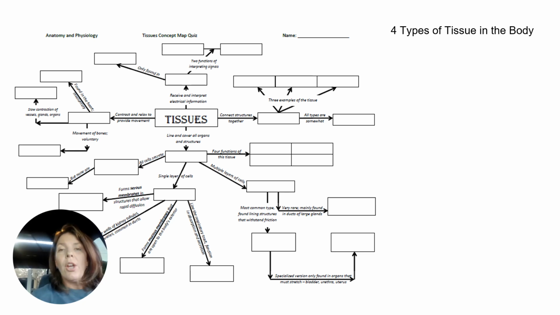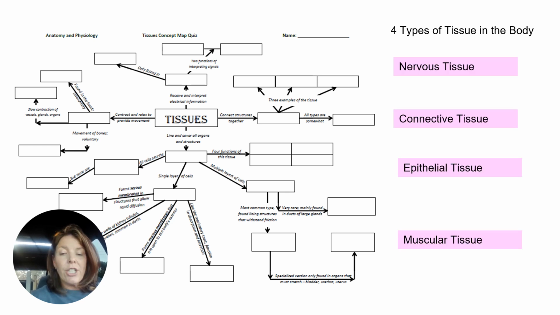In today's notes, we will look to provide some clarification on the 4 tissue types that we examined last class in our learning lab. Please follow along with your tissues concept map found in your note packet. Can you recall the 4 key tissue types that we viewed in the histology examination under the microscope? Nervous tissue, connective tissue, epithelial tissue, and muscular tissue all have a place on this concept map.